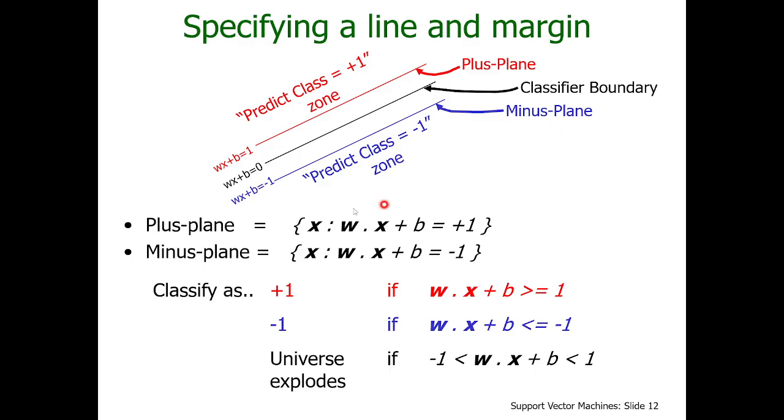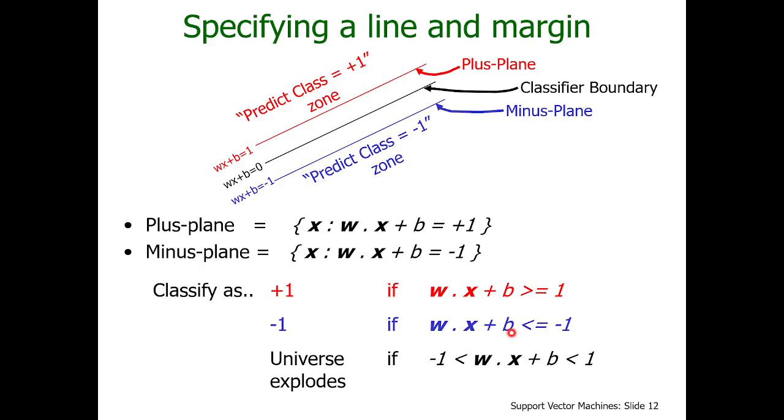For the plus plane, this is the given equation. You already know the equation of a line, and accordingly you identify your plus plane and minus plane such that you calculate the classifier with the +1 value in the plus plane, and for the minus plane the classifier with the -1 value. Whenever the value for the given equation is greater than or equal to 1, it will come in the class of +1 or the plus plane, and if it is less than or equal to -1, it will come into the -1.